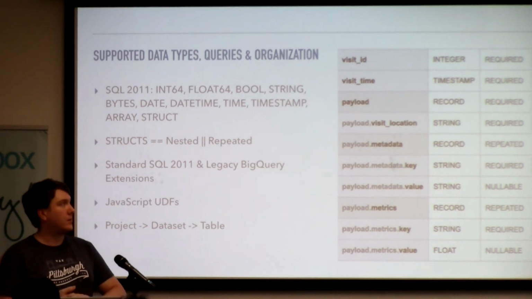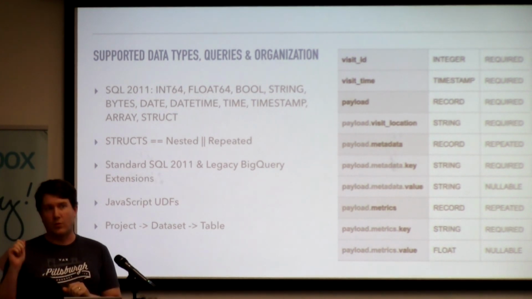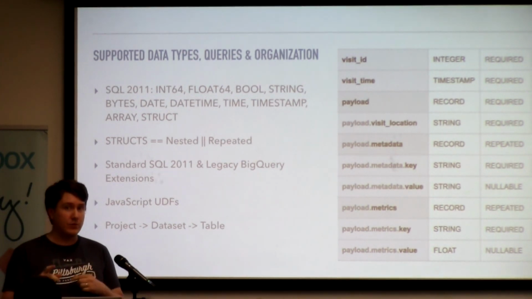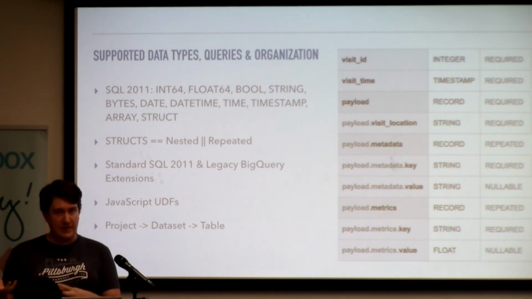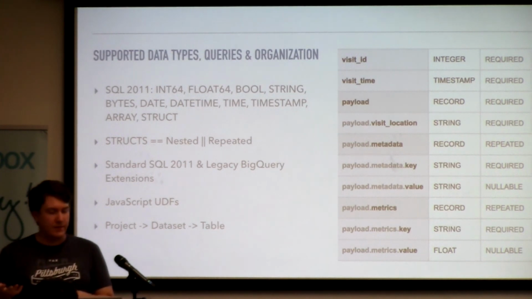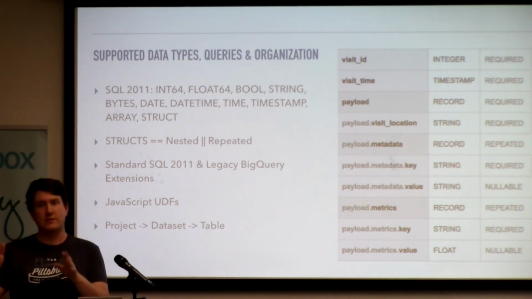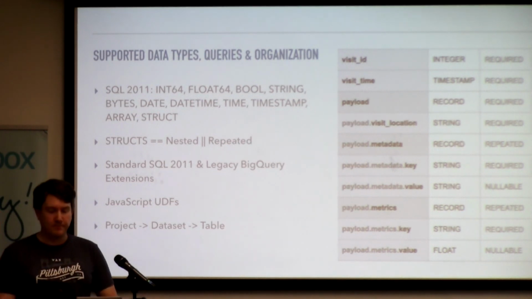You can run JavaScript user-defined functions on your queries. So for each row, or when you pull data out, you can actually execute JavaScript against it inside the service, which is pretty cool. The way that Google organizes stuff inside the Google Cloud, you have projects. Projects include data sets. Data sets include tables.